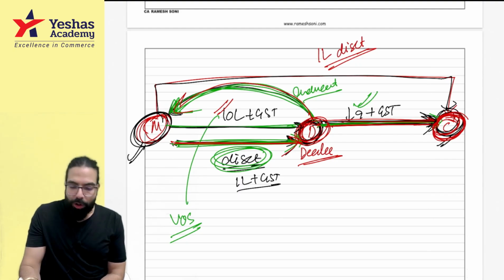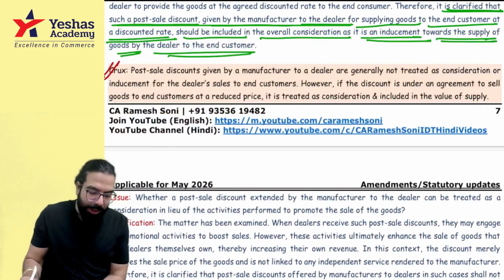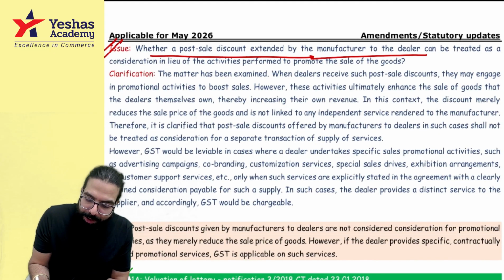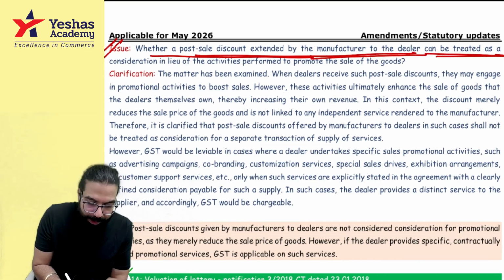Is the point clear to all? Yes sir, the point is clear, and that's all the clarification I have given. The last one over here: whether a post-sale discount extended by manufacturer to dealer can be treated as consideration in lieu of activities to promote the sale.